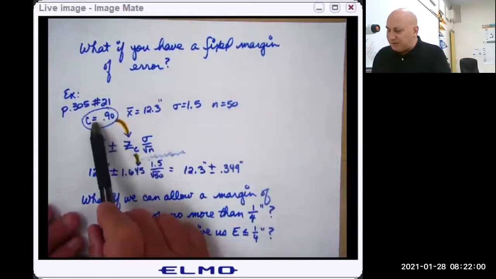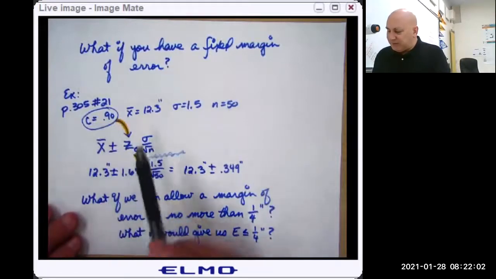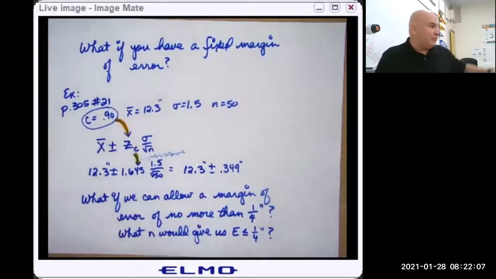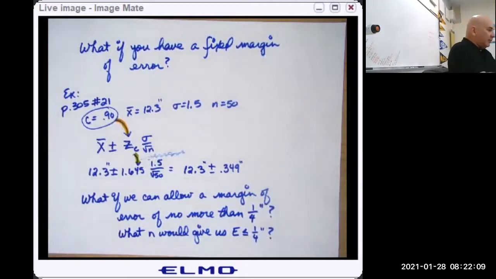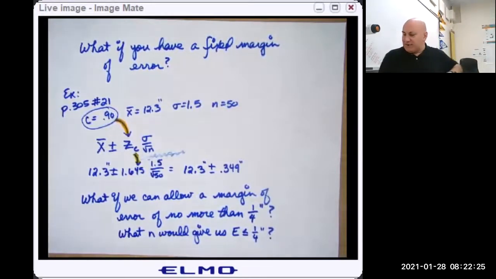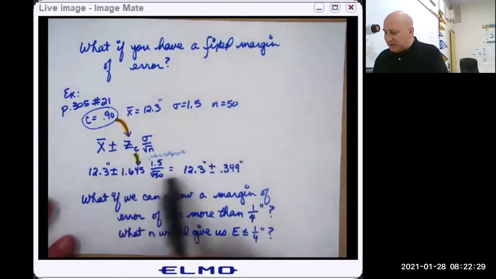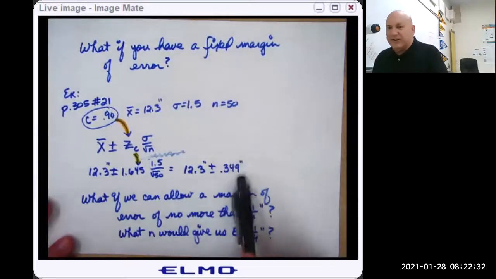So C of 90% gives us a Z critical value of 1.645. If you look in your book, in our current textbook on page A16, 17, at the bottom of page A16 is a Z critical value for some common levels of confidence. All right, and you see here that we came up with 12.3 inches plus or minus a little over 1/3 of an inch.